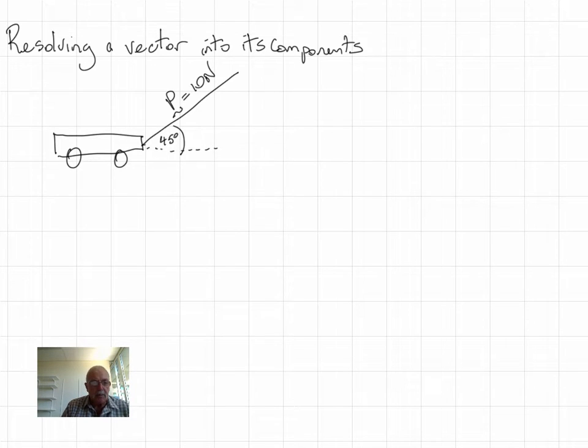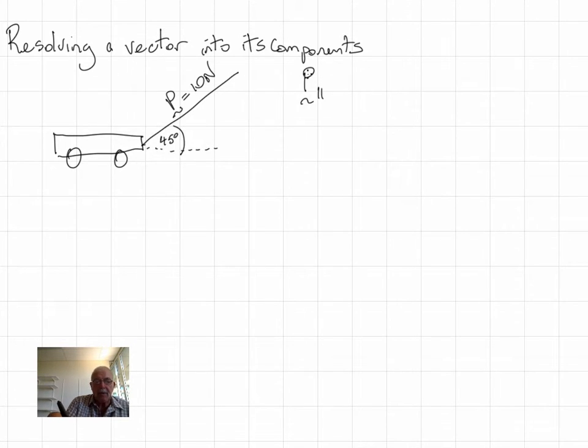Sometimes we need to resolve a vector into components with relation to either another vector or other directions. So we have a little trolley here, and we've got a handle, and the handle's at 45 degrees to the ground, and we're pulling the trolley with a force of 10 newtons. It's possible to work out the force that is parallel to the ground.